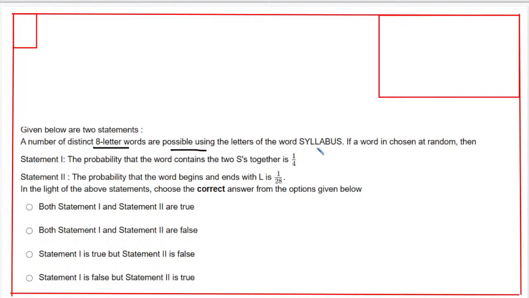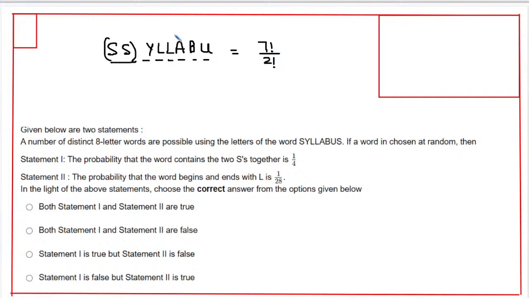An eight-letter word is possible using the letters of the word SYLLABUS. A word is chosen at random. The S's are together. We have to keep the S's together. So when S is together, there is Y, L, L, A, B, U. This is 1, 2, 3, 4, 5, 6, 7 words. They can be arranged in 7 factorial by 2 factorial. This 2 factorial is for L. These S's can be arranged in one way.